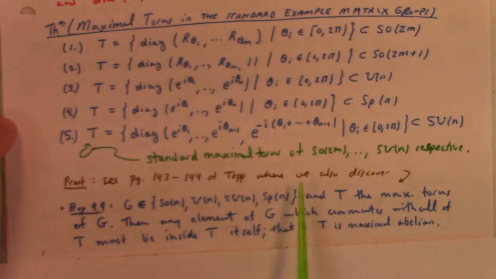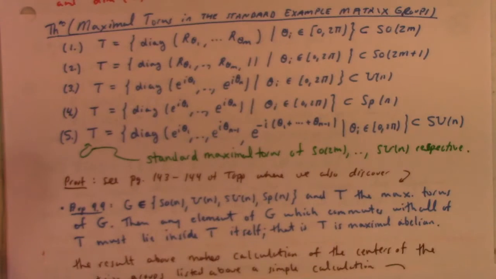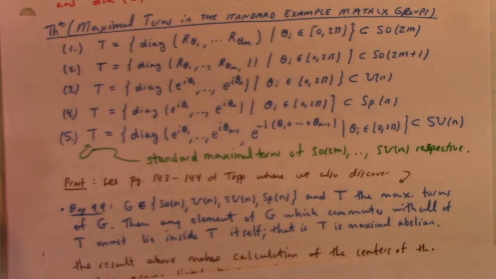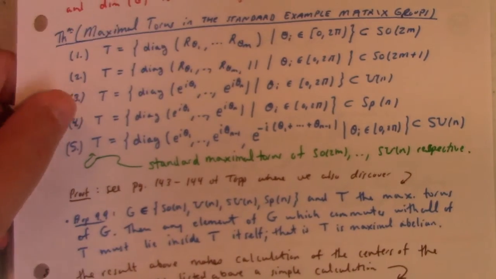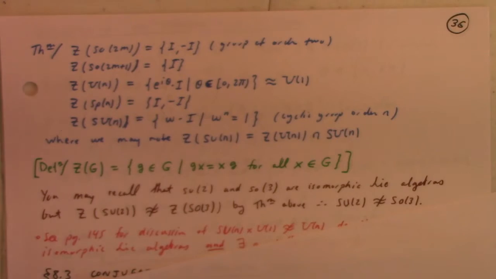the symplectic, and if T is the maximal torus of G, then any element of G which commutes with all of the torus must lie inside the torus itself. In other words, the torus is the maximal abelian subgroup of G. So the result above makes calculations of the centers of the matrix groups listed above a pretty simple calculation. Let's see how.